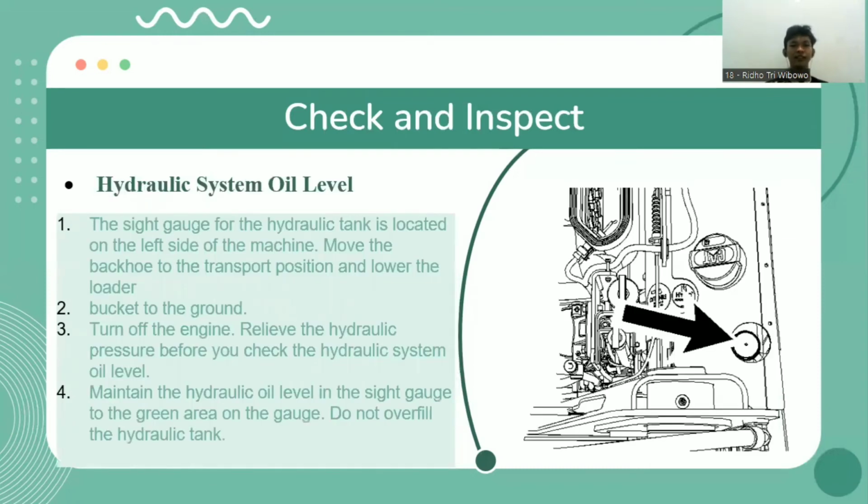Next is check and inspect hydraulic system oil level. First, the side gate for the hydraulic tank is located on the left side of the machine. Move the backhoe to the transport position and lower the loader. Second, bucket to the ground.